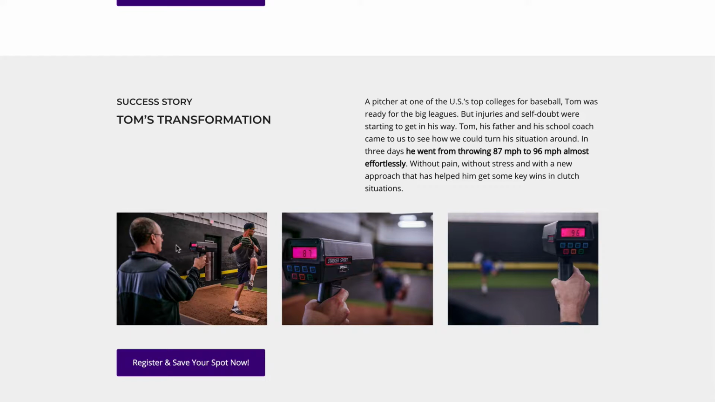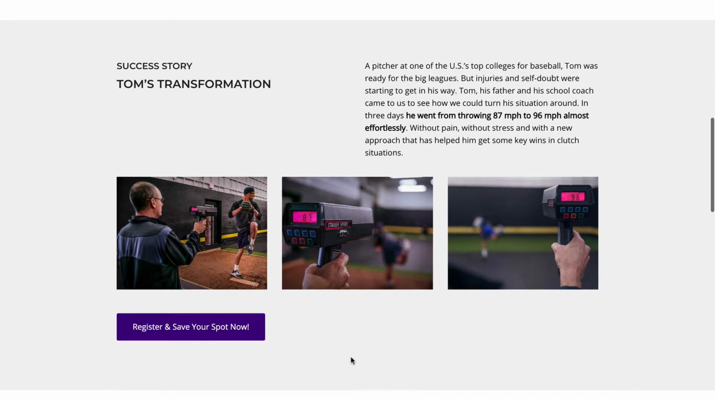Here they are first, measuring the speed of this pitcher, and the first time around it was 87 miles per hour, which I have to say is pretty impressive. But within a few days at the end of the clinic, he was pitching 96 miles per hour, and that is a huge leap. So that is proof, and I think when people see that, they'll say, wow, that's really amazing. And then right below that, again, there's that register and save your spot now button.